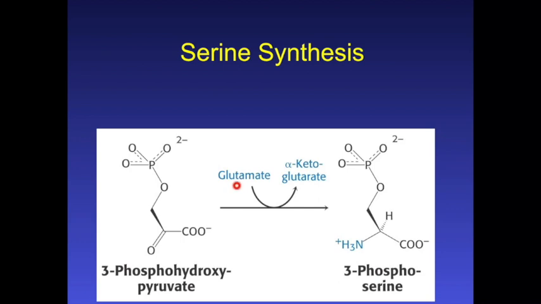Glutamate has an amine. Alpha-ketoglutarate is the carbons once the amine has been taken off. This phosphohydroxypyruvate has an alpha-keto acid, and it converts into an amino acid. And so what has really happened is the nitrogen from the glutamate has been transferred to here. So what did we transfer? An amine, and so this is an aminotransferase reaction.